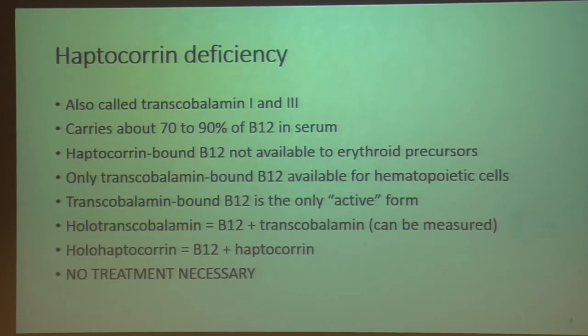Haptocorrin is also called transcobalamin 1 and 3. We lump them together now. It carries about 70 to 90% of the B12 in serum, but it's not available for the cell itself. It's just a storage protein, a transport protein, if you will. Only transcobalamin 2-bound B12 is available for hematopoietic cells, and you really don't need to treat these patients. So if a patient has a low serum B12 and normal MMA and homocysteine, they're not B12 deficient. They don't need treatment. You don't need to remember the biochemistry, but just realize they don't need treatment or intervention.